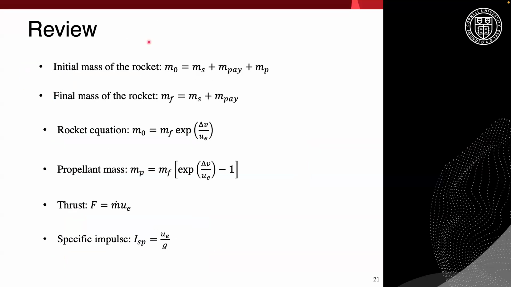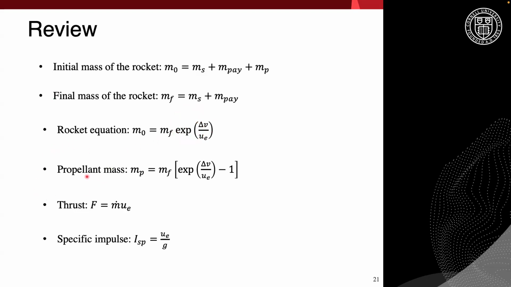So this is a review of all the equations we have seen so far. We have the initial mass of the rocket, that is the sum of the mass of the structure, the mass of the payload and the mass of the propellant. And there is the final mass of the rocket, that is the mass of the structure plus the mass of the payload. And we have also seen the rocket equation that gives us the initial mass of the rocket as a function of the final mass and a function of delta V and ue. So we have this exponential relationship.